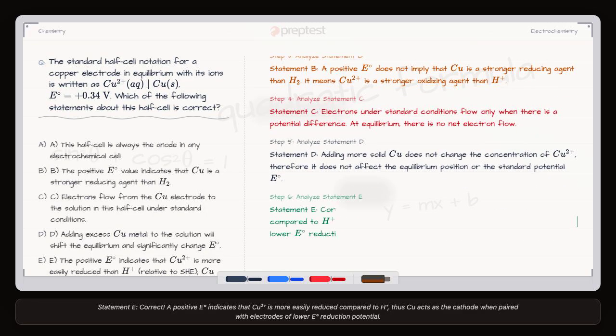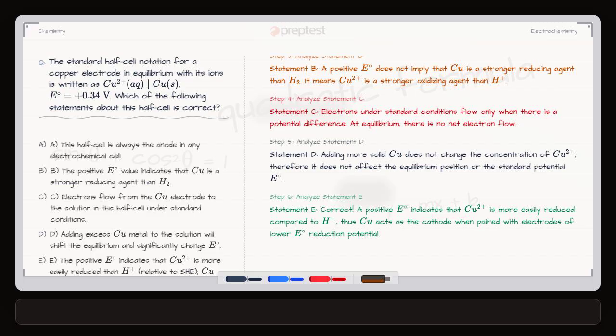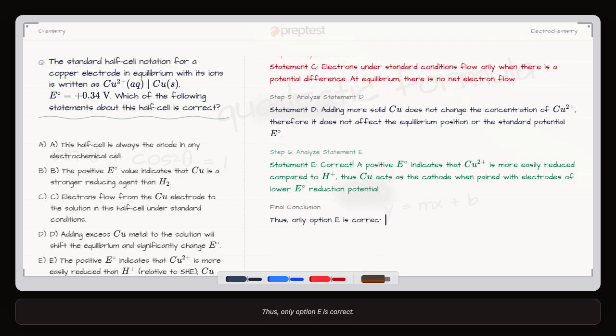Statement E, correct. A positive E° indicates that Cu²⁺ is more easily reduced compared to H⁺, thus Cu acts as the cathode when paired with electrodes of lower E° reduction potential. Thus, only option E is correct.